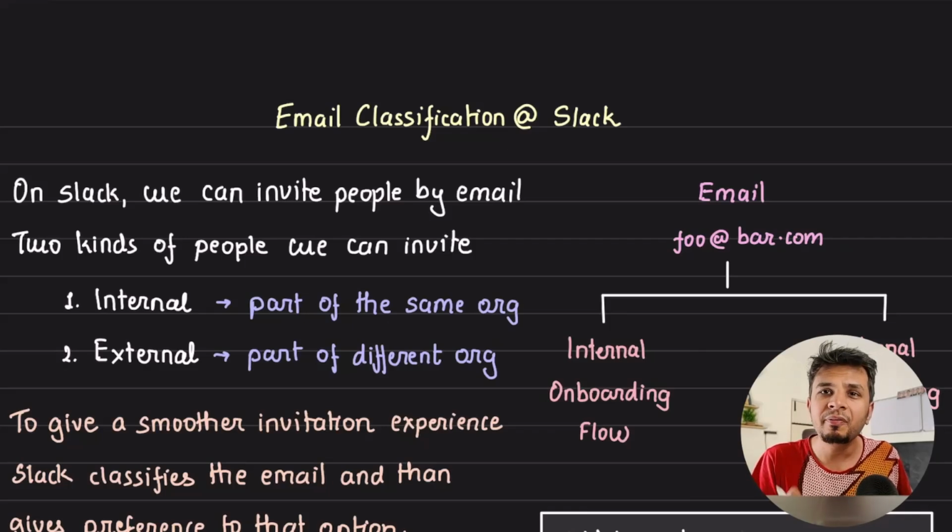In this video, we go deep into the email classification service at Slack, whose sole job was to classify an email into an internal or an external one. The feature seems like a cakewalk. But when we start jotting down the implementation specifics, things turn out to be a little more complicated than we anticipated.